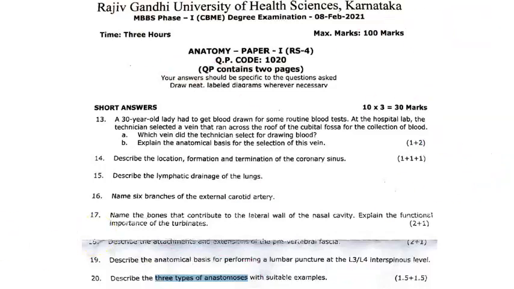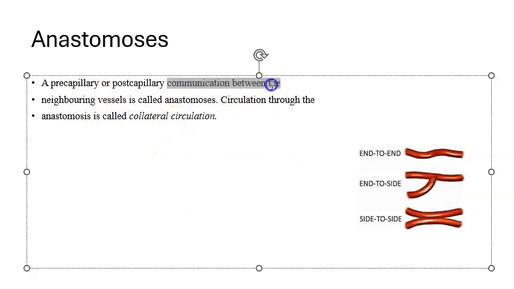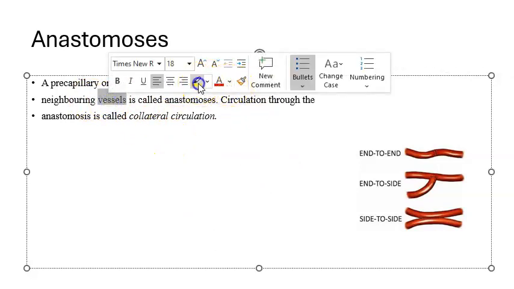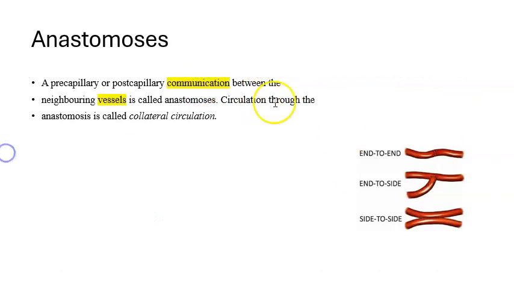Okay, theory, final exam. So first of all, what is anastomosis? It is a communication between vessels, correct? So what type of communication? The blood flow between vessels. Vessels means blood vessels here. Okay, so that's what you will say. What is the anastomosis definition? You will say, according to the textbook, pre-capillary or post-capillary communication between neighboring blood vessels is called anastomosis.